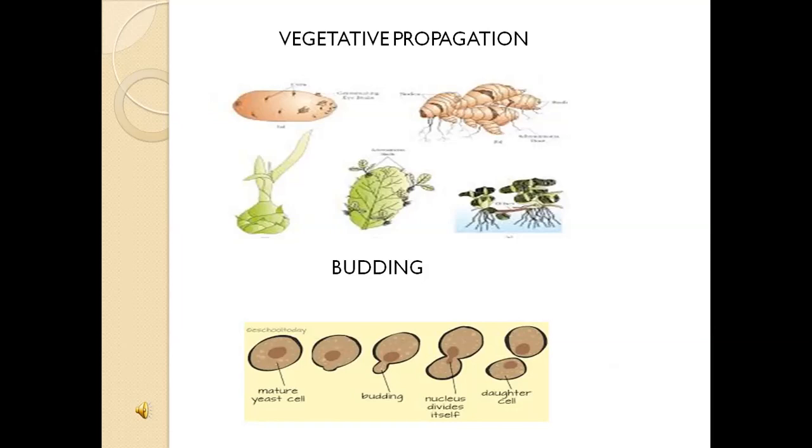A single yeast undergoes asymmetric division. It produces a small protuberance which gradually grows and detaches from the parent cell. This process is called budding. Here, see this picture. In the mature yeast cell, the center part is the nucleus. Next, this hole is the vacuole. The mature yeast cell undergoes budding, and the nucleus divides itself too, and then the daughter cell comes out.